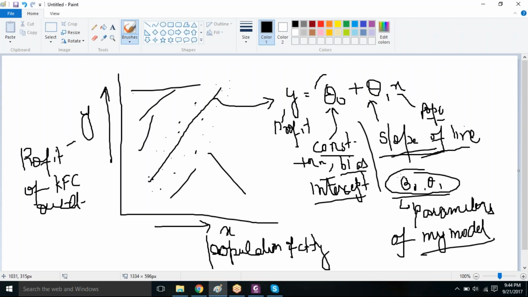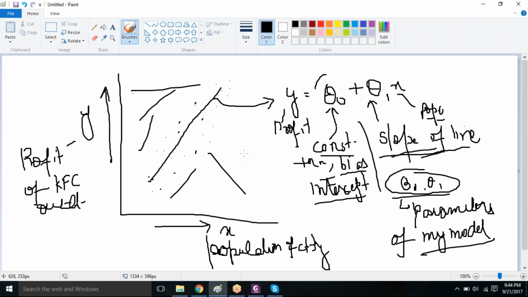So basically, the whole objective is to learn this theta naught and theta 1. If you can learn theta 1 and theta naught which can best fit this data in minimal error, that will be superb. I will say that my training is done, I have captured the pattern. Isn't it? So now, okay.